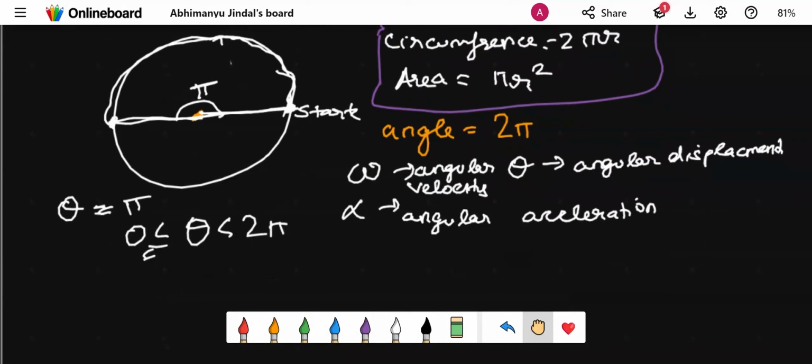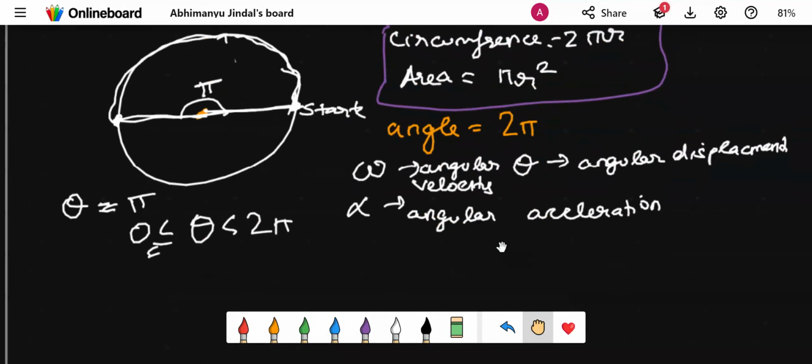Now what is angular velocity? Angular velocity is how much of theta you move every second. So omega is d theta by dt.